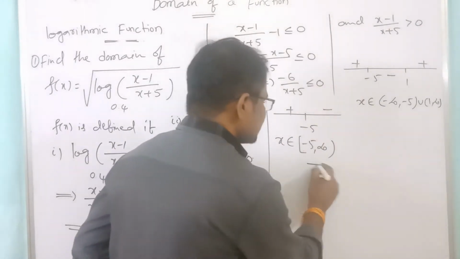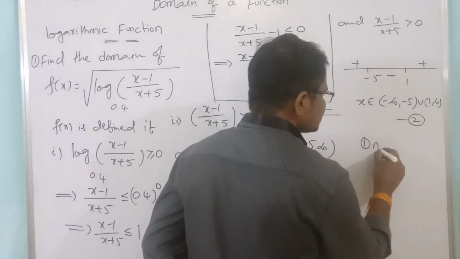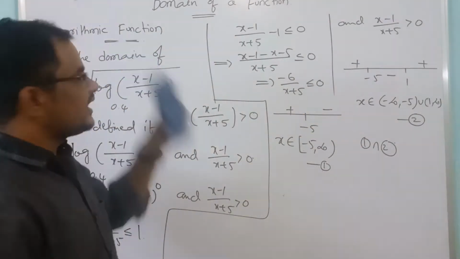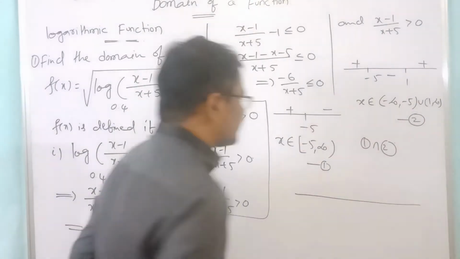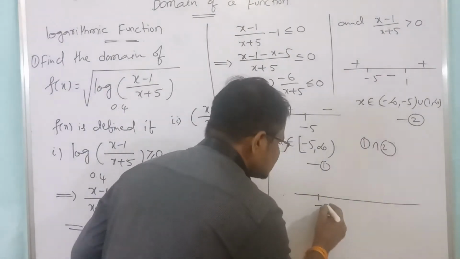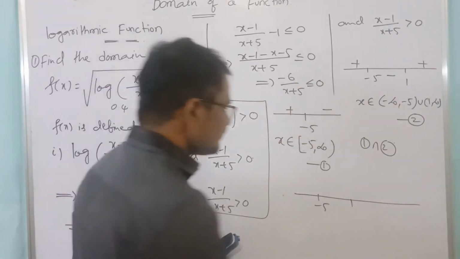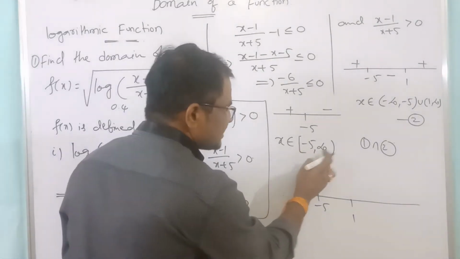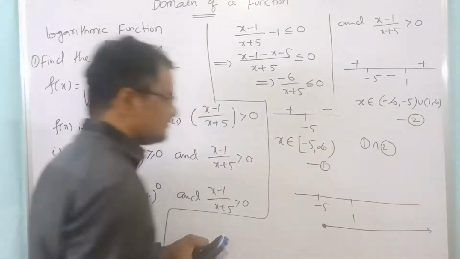Right? So take this as equation number 1 and this as equation number 2. 1 intersection 2 you have to take. Then that is our required domain. So for that again you take the number line. So minus 5 and 1 here, infinity. So this is closed interval minus 5 to infinity.